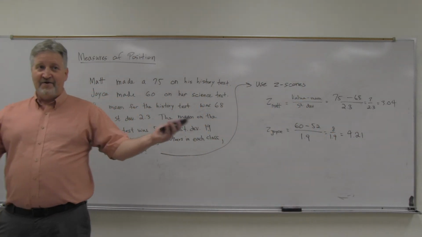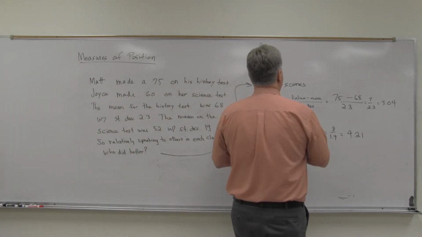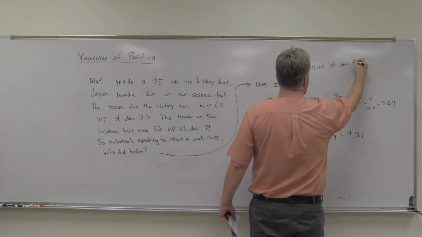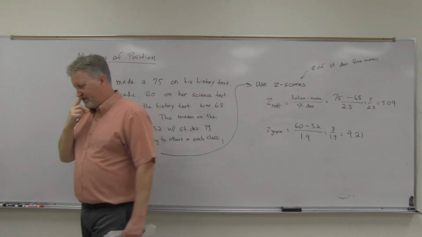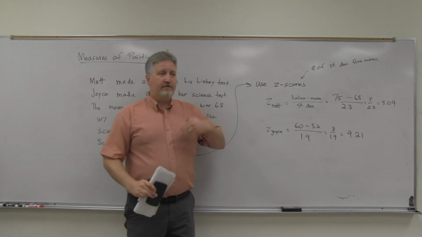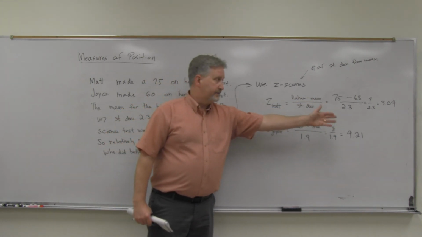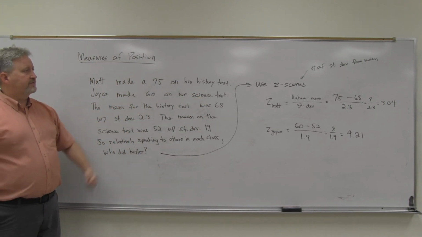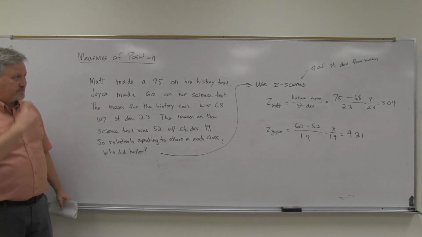So again, you've got to know what this z-score represents. The z-score is the number of standard deviations from the mean. That's what the z-score represents, the number of standard deviations from the mean. So the more standard deviations you are from the mean, the better your score as far as the test goes. You're further out from the mean, so you've done better on the test, so to speak, in this particular case.